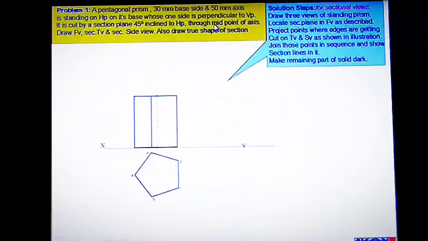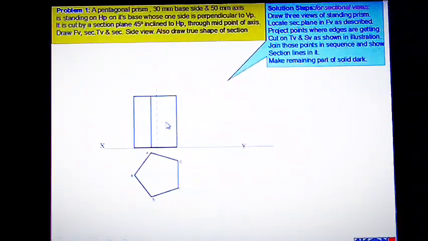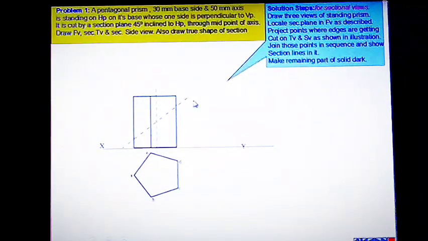And the other condition given is that it is passing through the midpoint of the axis. So this is the axis of the prism. You have to draw a line passing through the midpoint of this vertical axis of the prism and making an angle of 45° with the XY line or HP. So our cutting plane will be like this. The cutting plane will be represented by a chain line.